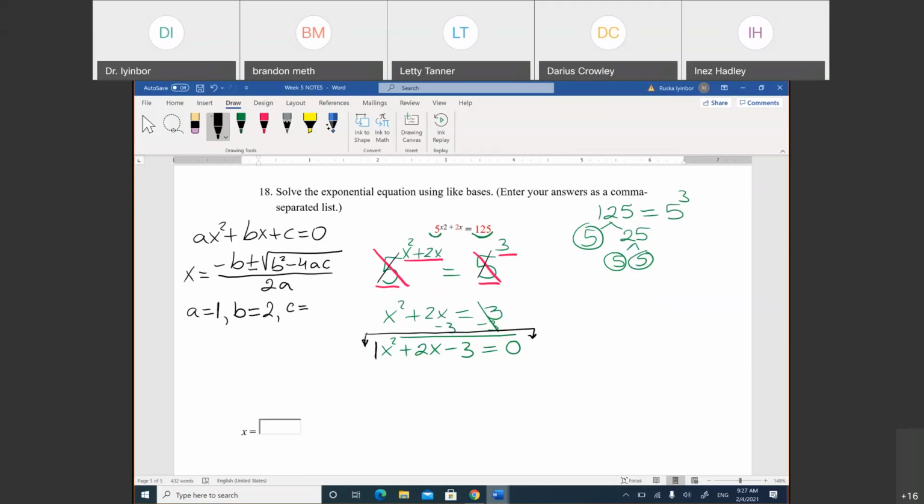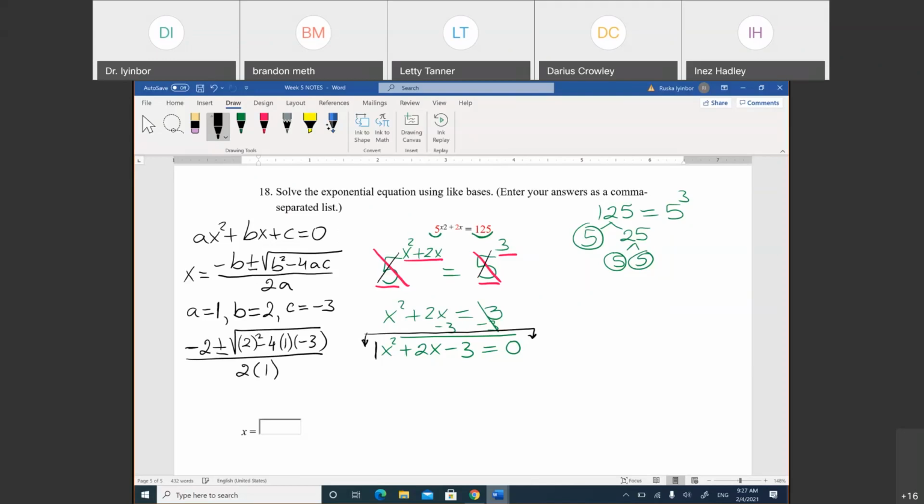What is the number by itself? Negative 3, thank you, that's right. Okay? So we're going to get A, B, C, and then you're going to plug them into the formula. So what you have? Negative B is negative 2 plus or minus square root of B squared, so it's going to be 2 squared minus 4, A is 1, and C is negative 3. Everything over 2 times 1.